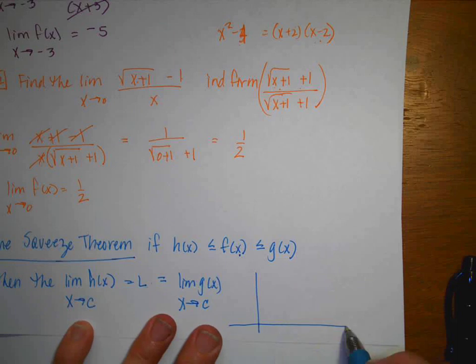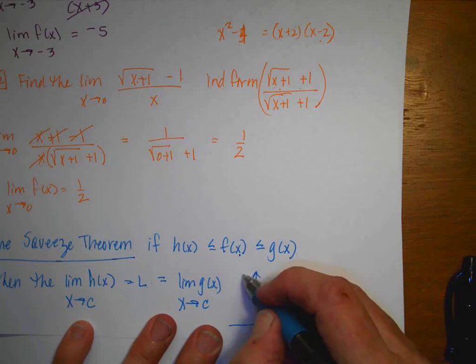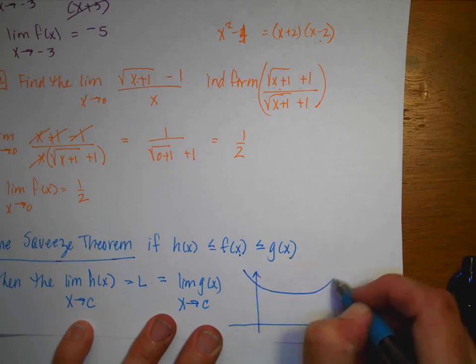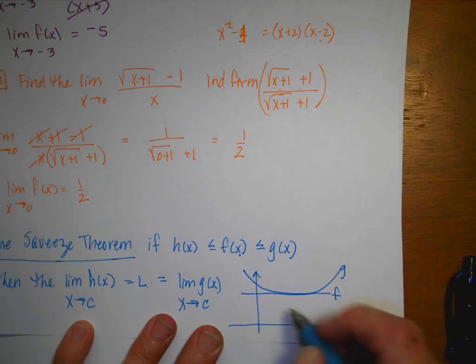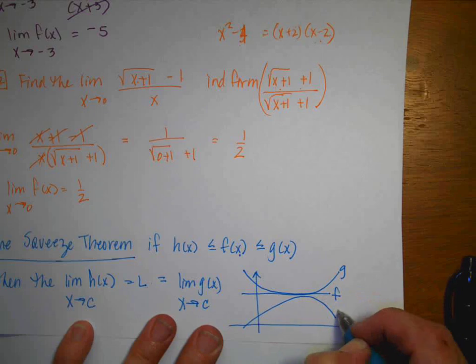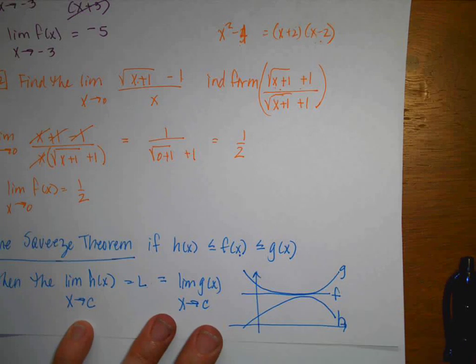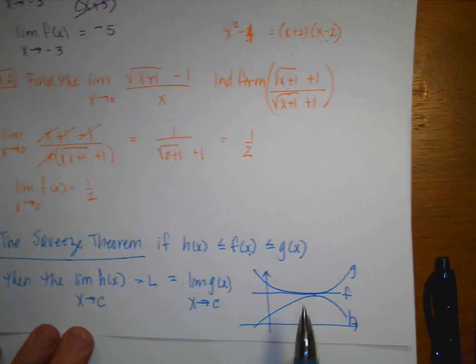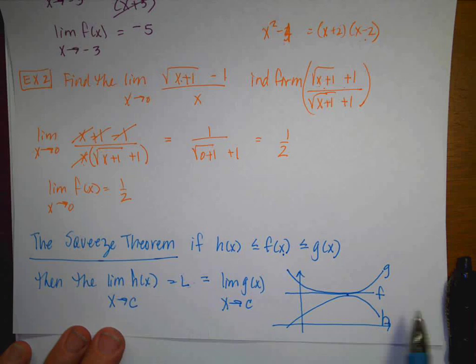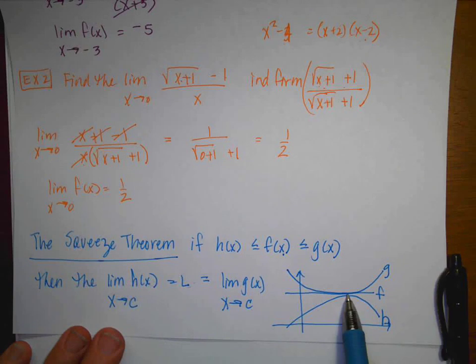And here's what it would look like graphically. So let's say I had a function, and here's g, and then here's f, and then here's h. So if it were hard to determine the limit of g and h, if f is squeezed in between them, then I could find the limit of the function, because it's going to be what happens to f, which is L. Okay?